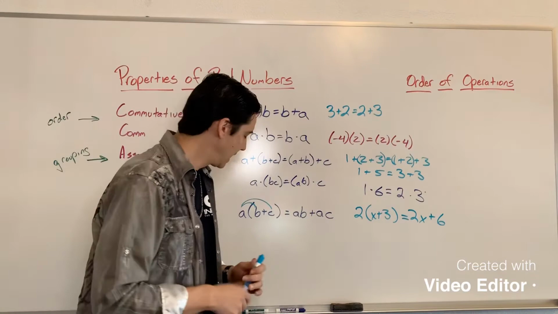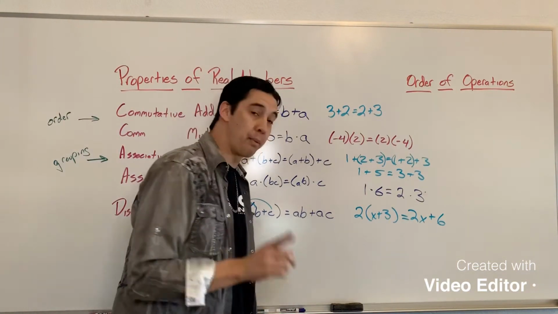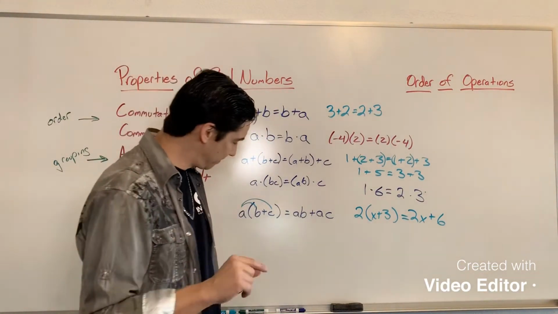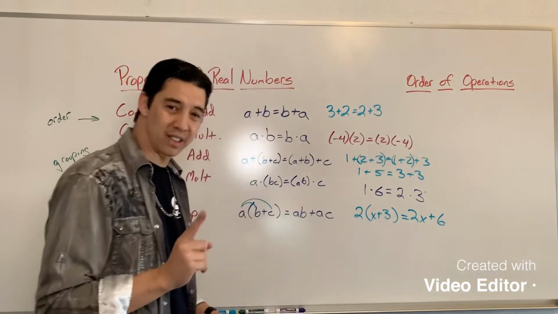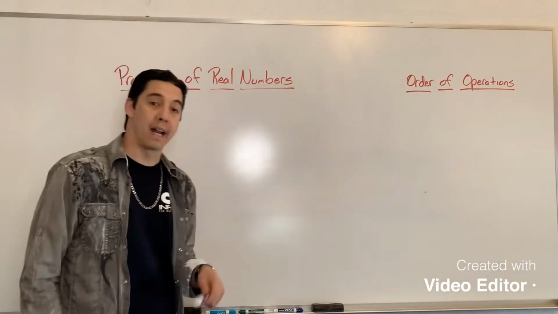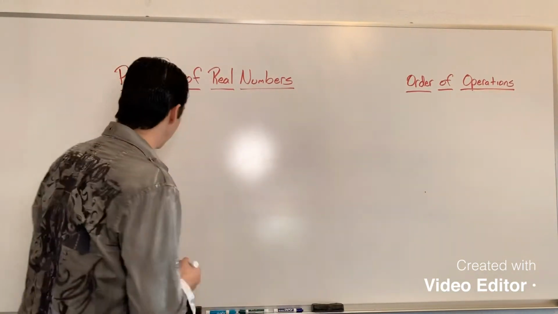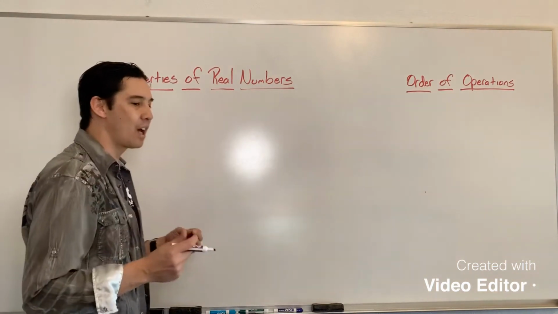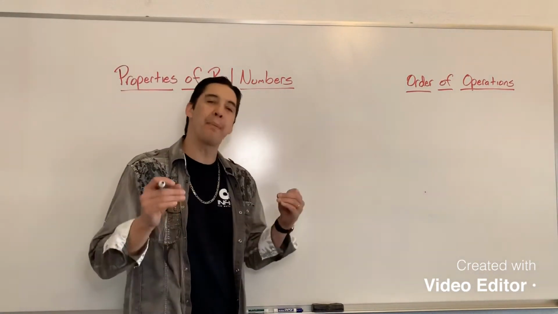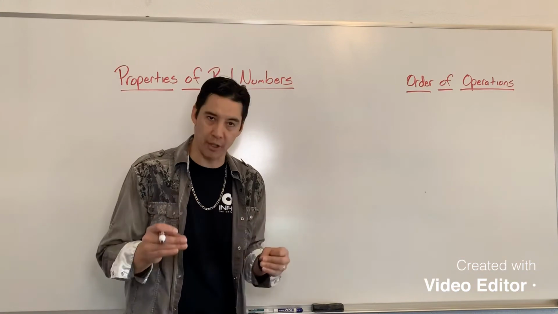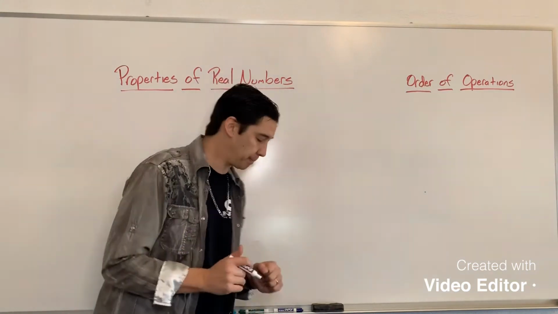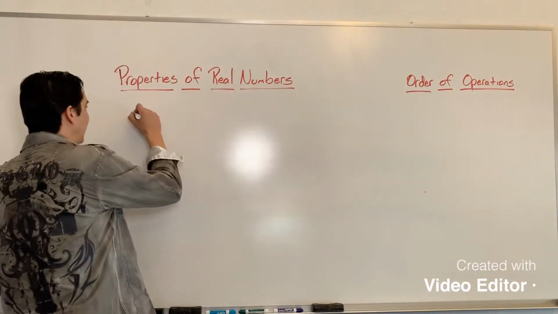Now, we've got to talk about some important things, something that people don't truly understand. First we have identities. Identities are simply an operation that doesn't affect the value of the original number. So we have an additive identity.